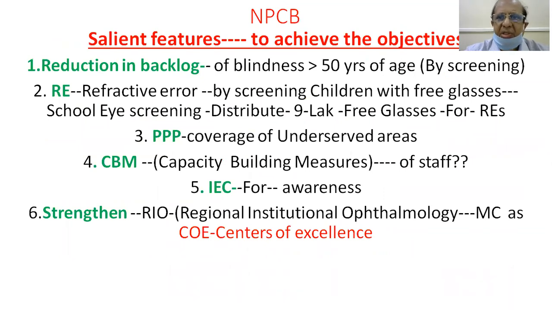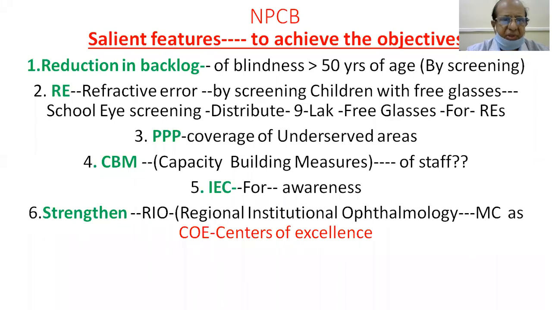Salient features to achieve the objective. One is reduction of backlog, another is refractive error, another is PPP, another is capacity building measures, and the last one is to strengthen the regional institutions. Reduction of backlog of blindness for those more than 50 years of age by screening, and refractive error by screening children with free glasses. School eye screening, distribute 9 lakh glasses for refractive errors. And PPP, coverage of underserved areas.